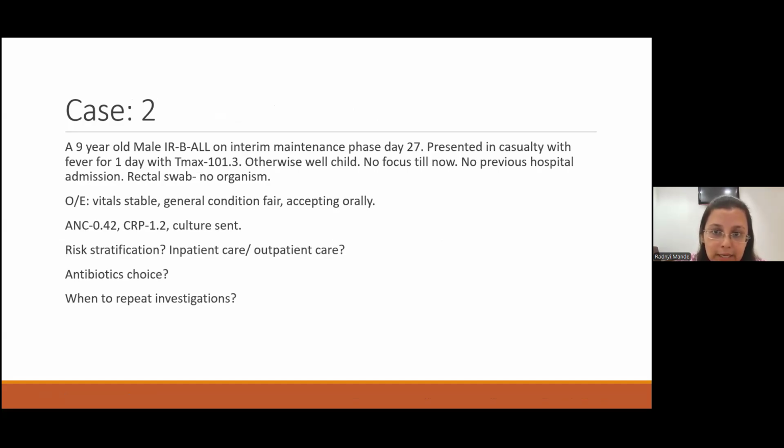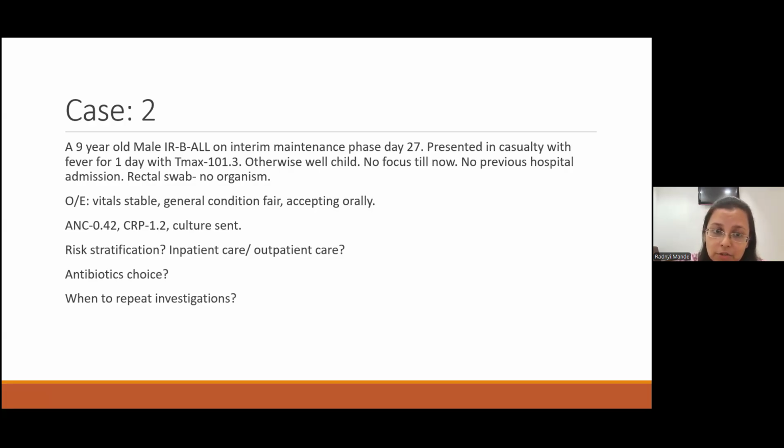So coming to case 2, this is a 9-year-old male child, whose diagnosis is B-ALL, on interim maintenance phase day 27. He presented in casualty with fever for 1 day with Tmax of 101. He is otherwise a well child, no focus till now and no previous hospital admission, and rectal swab has not grown any organism. On examination, this child is vitally stable, general condition is fair, he is accepting orally. ANC is 0.42, not that low, CRP is 1.2, and we have sent the cultures.